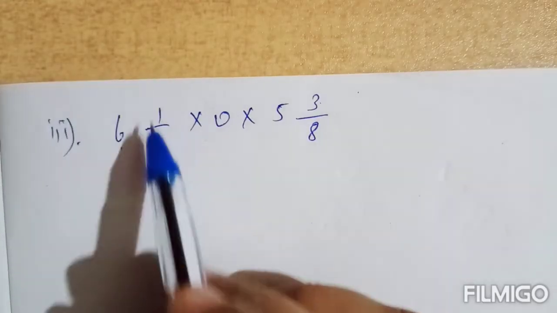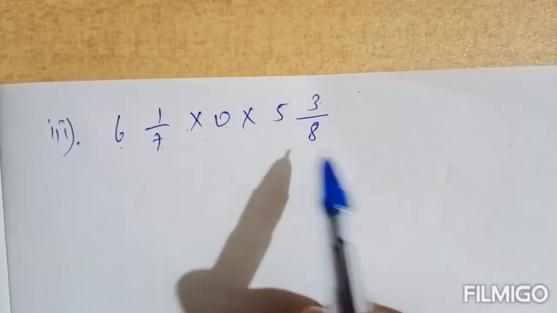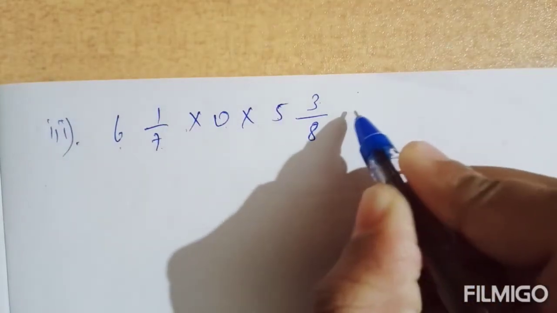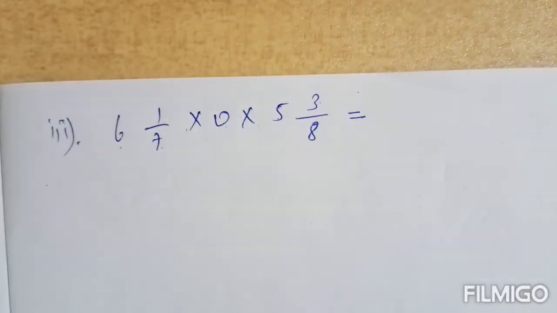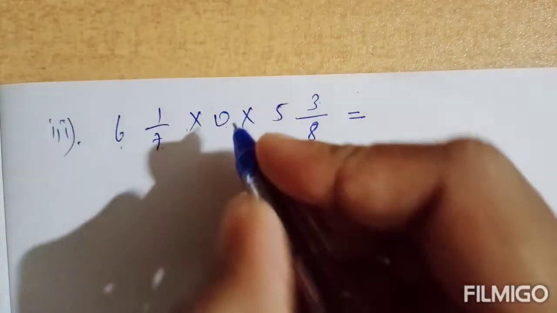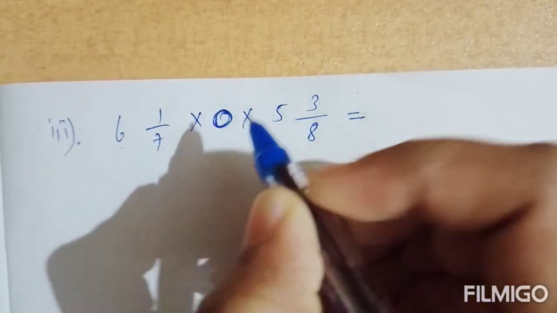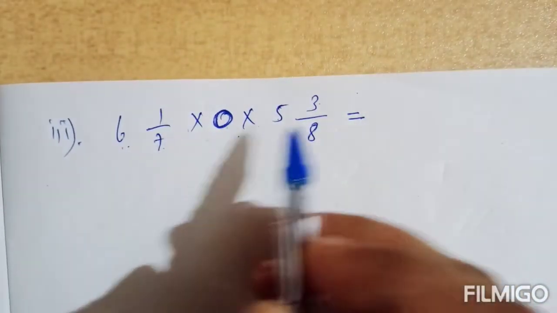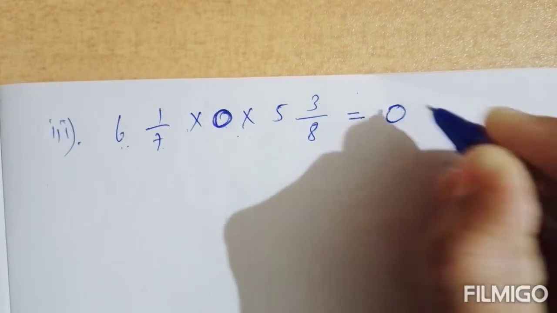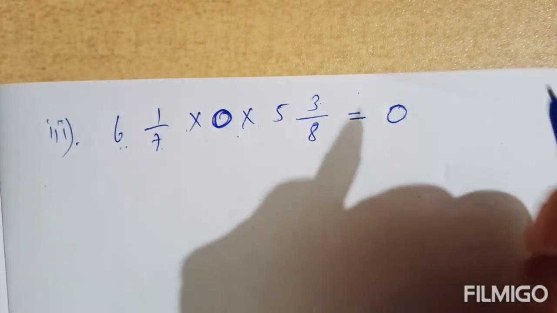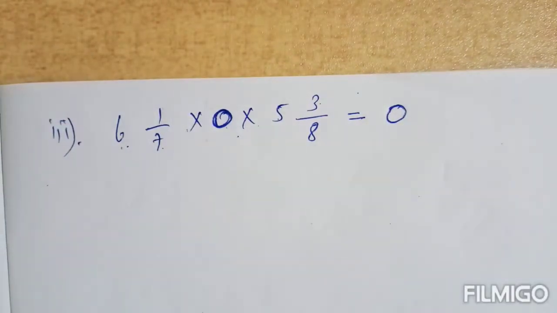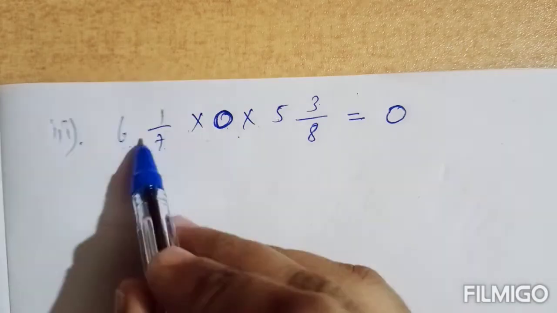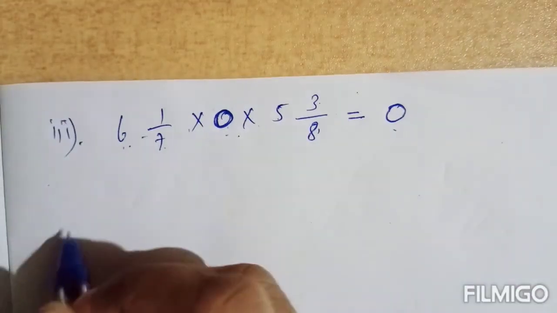Third one, 6 1/7 into 0 into 5 3/8. So here you can directly write the answer because one number is 0. Any number into 0, you will get 0 as the answer. Any number into 0 is 0. So here the answer will be 0.